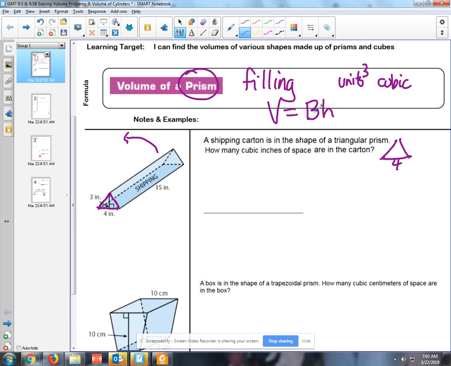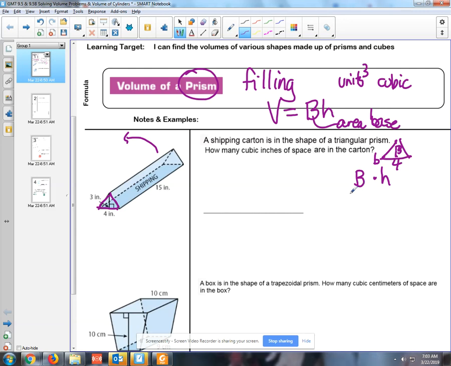Now there's a difference between capital B and little b. The 4 here is little b, and this is the height of the triangle. Capital B stands for the area of whatever shape is your base. This H is the height of the actual prism or the cylinder. When I ask how many cubic inches of space are in the carton, what you're going to do is find the area of the base and multiply it times the height.